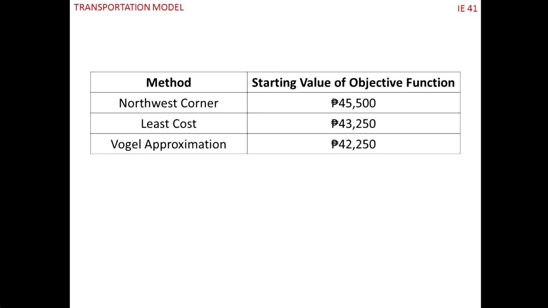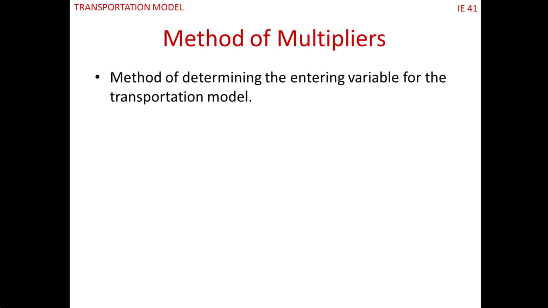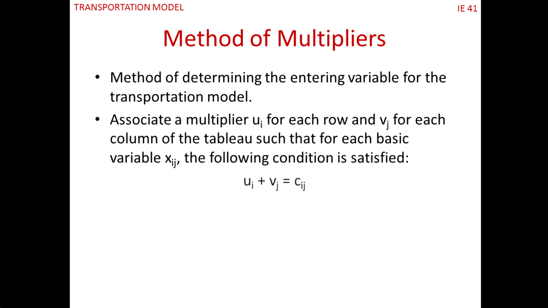In each iteration, the entering variable must first be determined. Due to the nature of the transportation tableau, we can use a simple method for this called the method of multipliers. We associate a multiplier u sub i for each row and v sub j for each column of the tableau such that for each basic variable x sub ij, the following condition is satisfied: u_i plus v_j is equal to c_ij. By convention, we set u1 equal to 0.